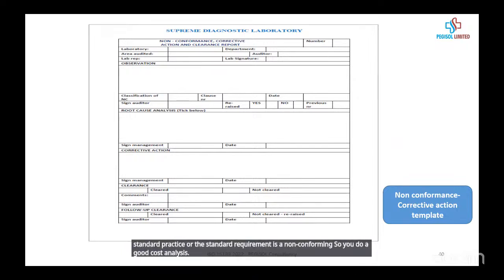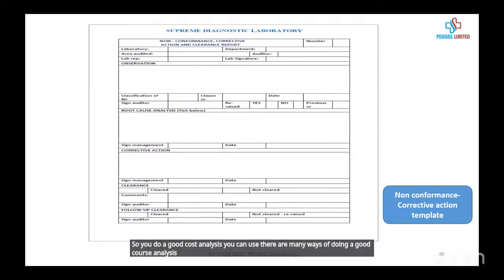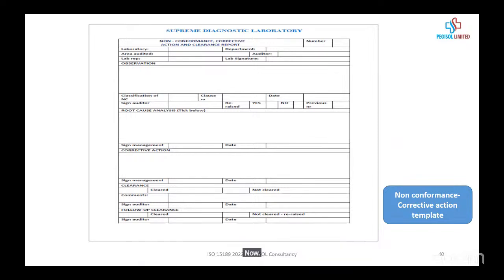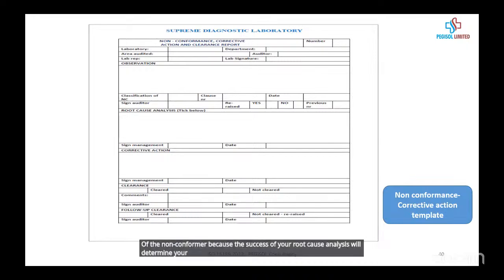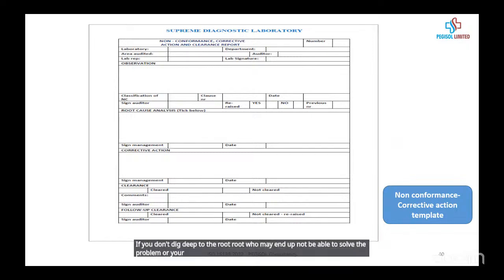You do a root cause analysis. There are many ways of doing a root cause analysis, but I think I've explained one in this class. You can use the 5 Why. The 5 Why helps you dig deep to the real problem of the non-conformance, because the success of your root cause analysis will determine your corrective action. If you don't dig deep to the real root cause, you may end up not being able to solve the problem, or your corrective action will not be effective.